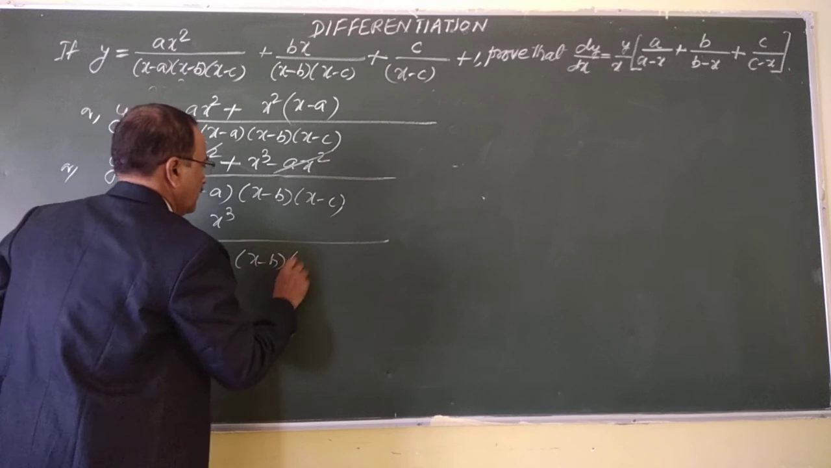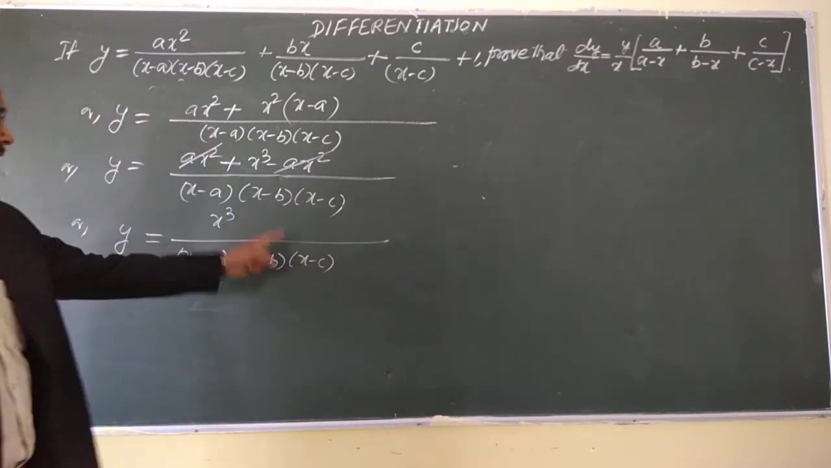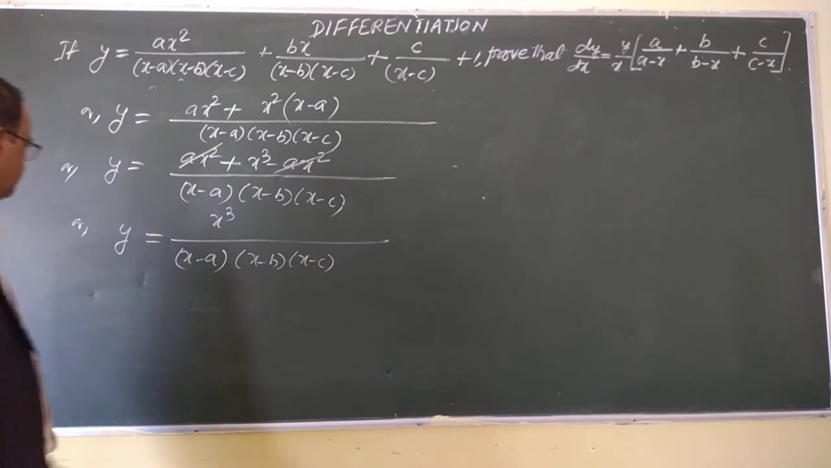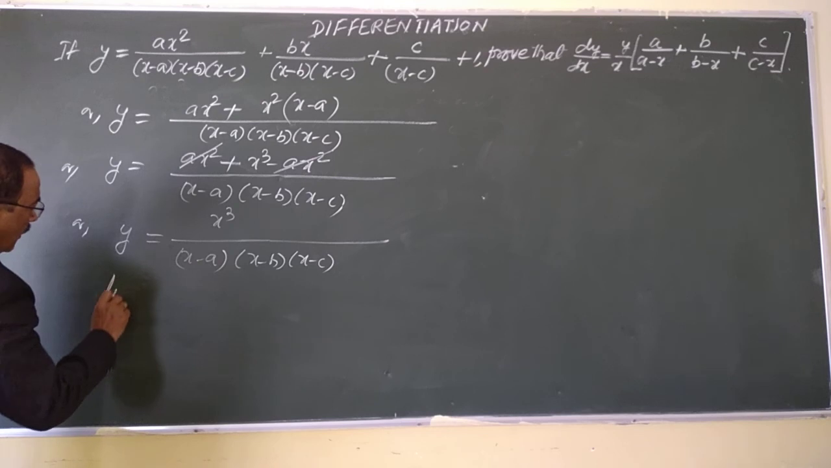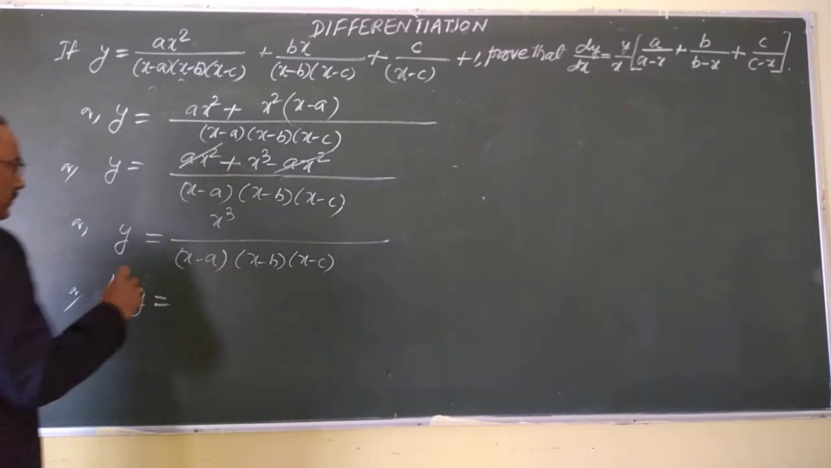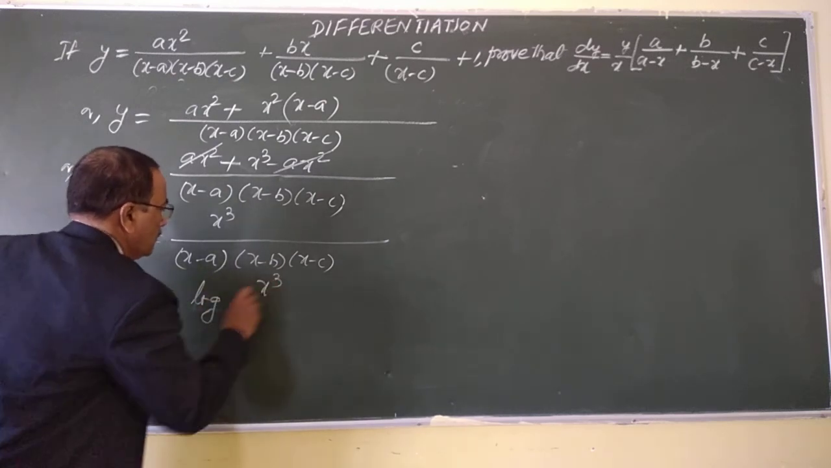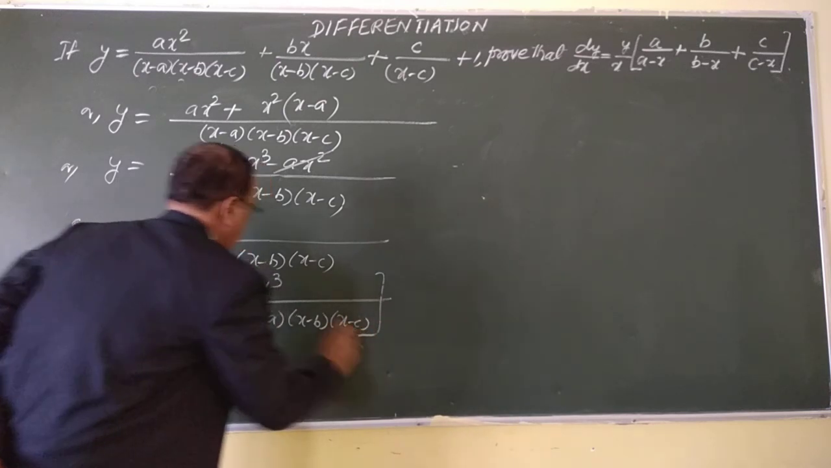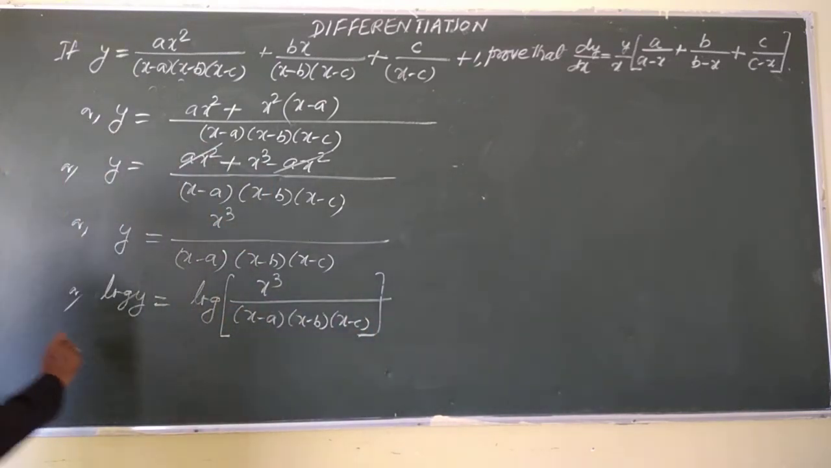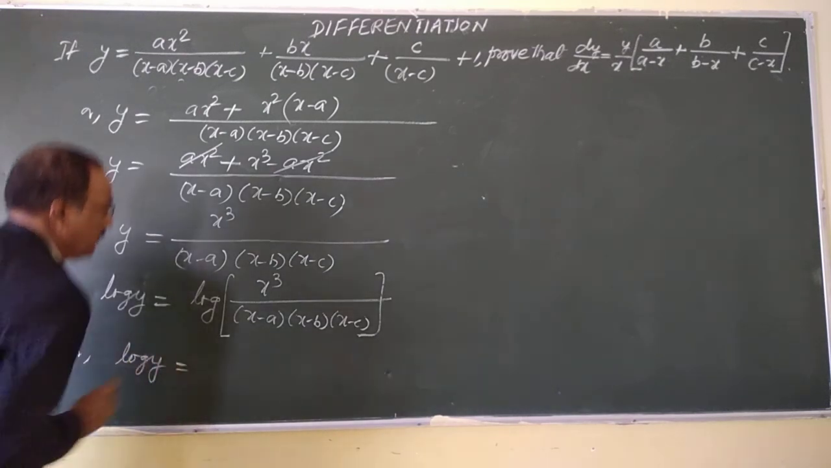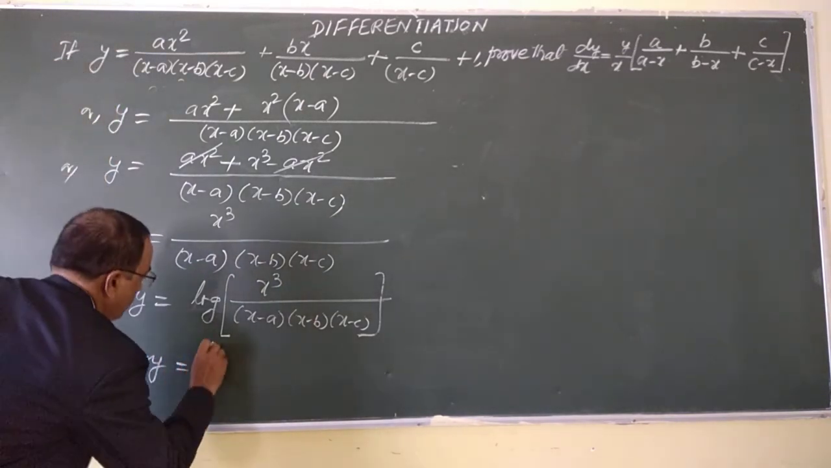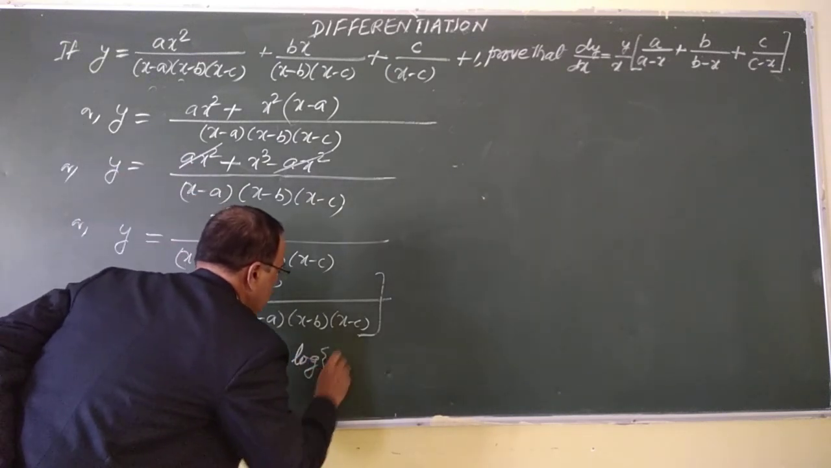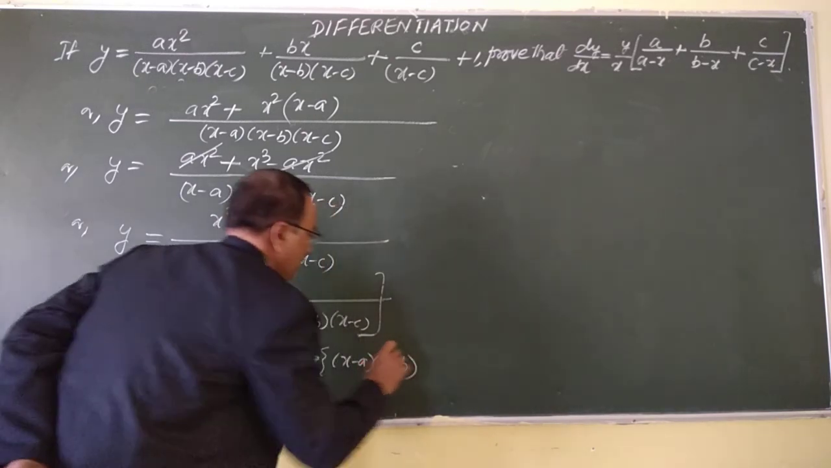Here the right hand side, the product of many small functions 1, 2, 3, 4. So calculation will be easy. Means we take log in this case. So taking log, log y is equal to log of x cubed, x minus a, x minus b, x minus c, or log y is equal to, applying the formula of log of m by n, log m minus log n, log of x minus a, x minus b, x minus c.